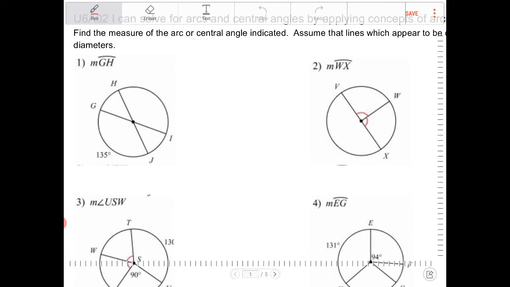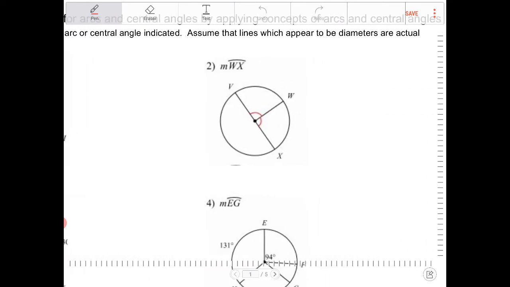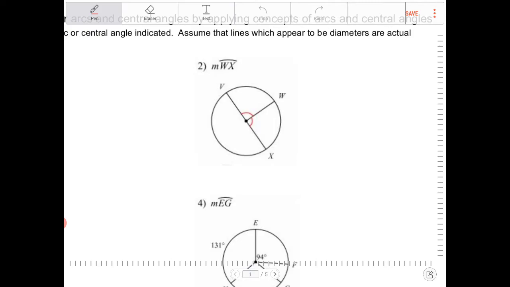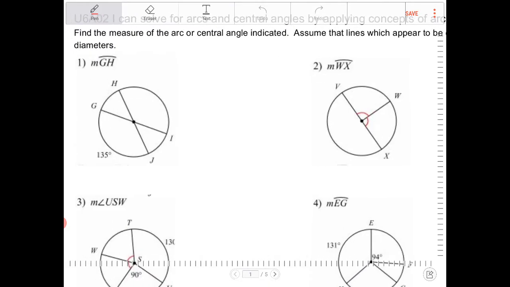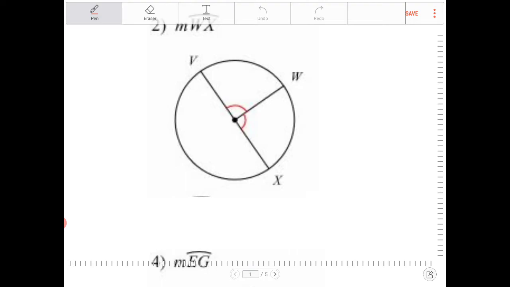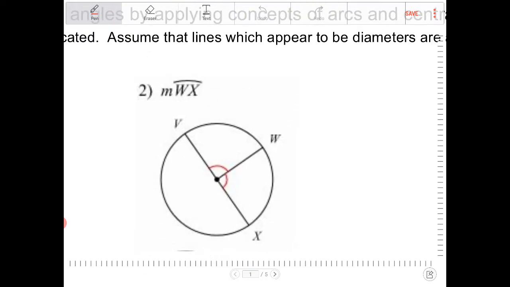The instructions say find the measure of the arc or central angle indicated. Assume that lines which appear to be diameters are actual diameters. So this line right here, VX, appears to be a diameter, and the instruction is telling me to assume that to be such. So if these two angles are congruent, then these must be 90 degrees apiece, and therefore WX must also be 90 degrees.